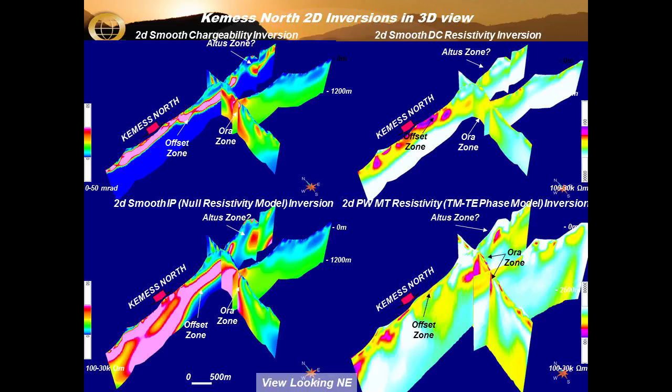So some GoCat images showing these inversions with ChemS North location as reference. All these are showing the extension of the zone to depth toward the northeast, and picking up all the known mineralization quite clearly.